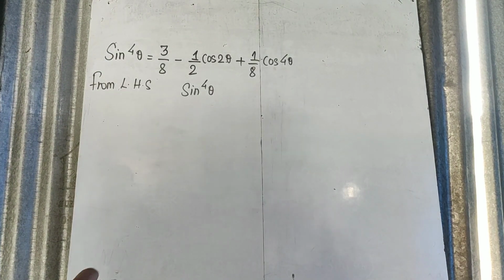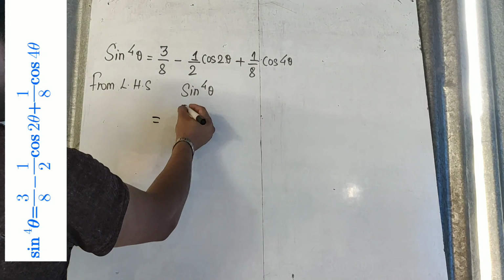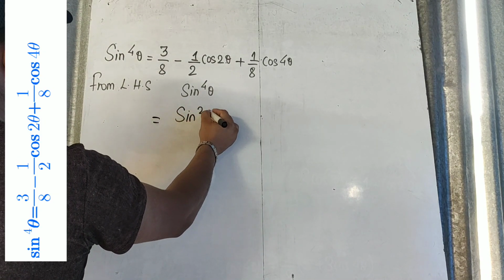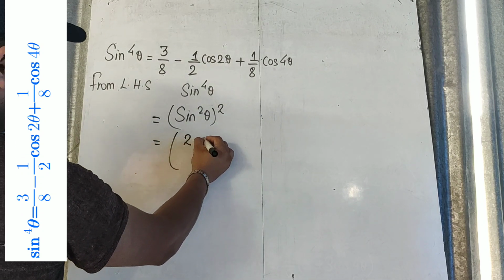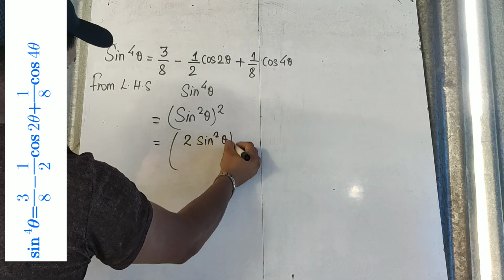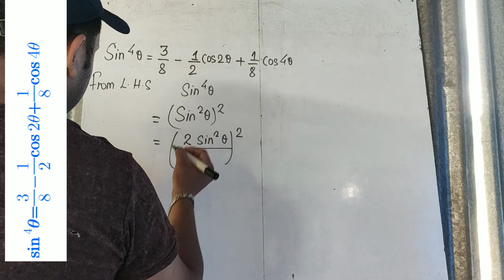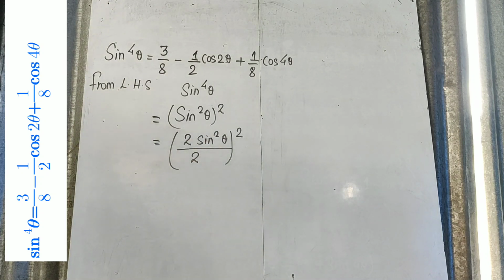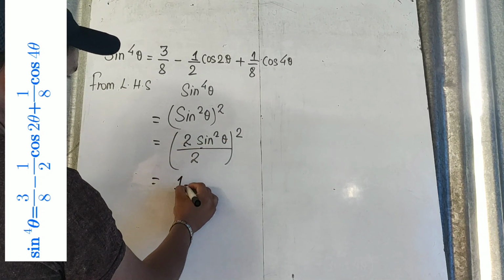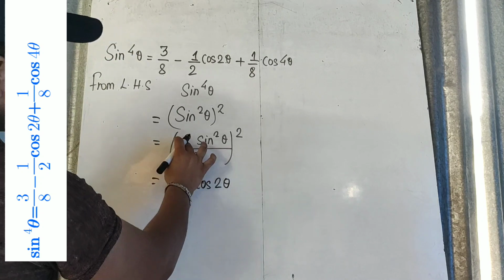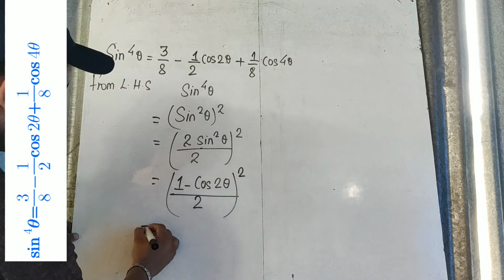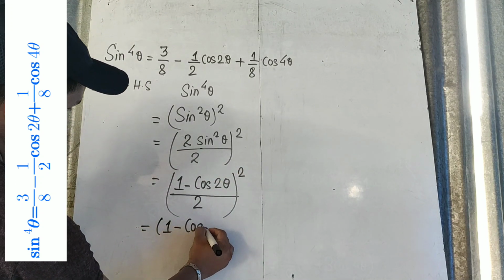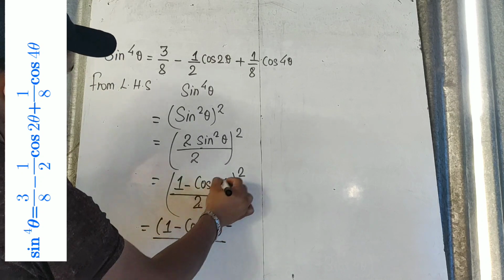Okay, I am starting this problem from the left hand side. So you have sine power 4 theta here. This can be written as sine square theta whole square. Now inside the bracket I am multiplying both numerator and denominator by 2: 2 sine square theta, whole square, by 2. Now we all know the formula of 2 sine square theta: it is 1 minus cos 2 theta. So in place of 2 sine square theta we can write 1 minus cos 2 theta by 2, whole square. Now this can be written as 1 minus cos 2 theta whole square, and the square of 2 here is 4.